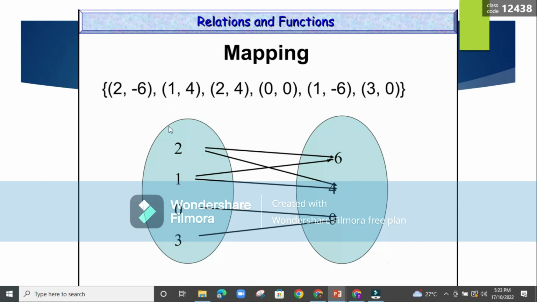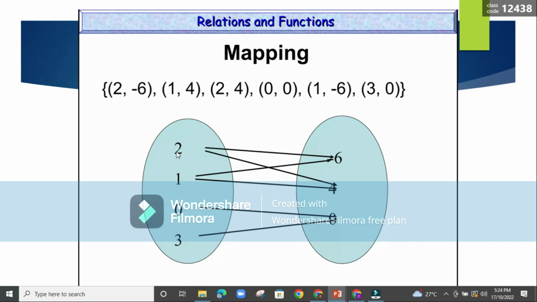So, as you can see, if 2 is repeating, you have to write it once only. Okay? So, you have here 2. Then, followed by 1. 1 is also repeating, you write it once. Followed by 0. Okay? Then we have 3. Then next will be from 2, this is our domain. And this is our range. Or this is our x coordinates and this is our y coordinates.